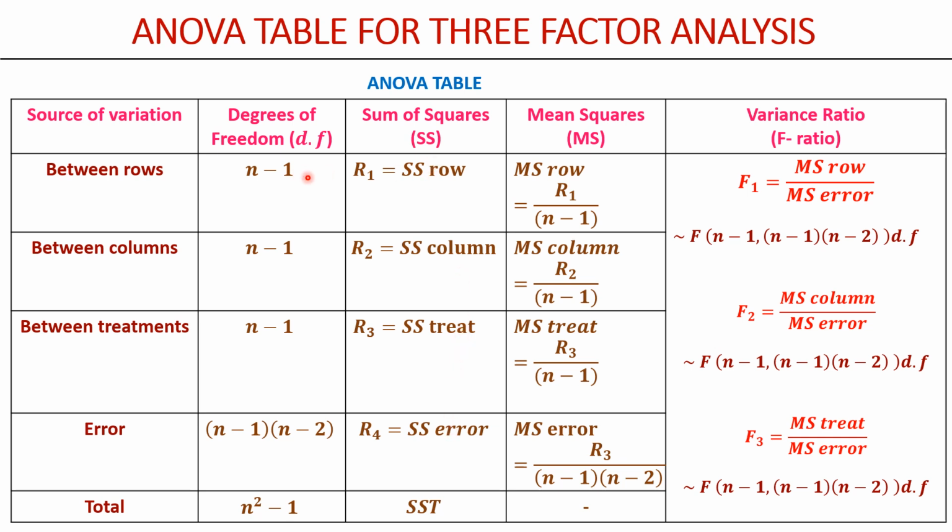We divide the sum of squares by the respective degrees of freedom and then calculate the F values for the row by error, the column by error, and treatment by error. So we get three F values. We are calling them F1, F2, and F3. We shall now compare them with the table values based on the degrees of freedom and then conclude our result.